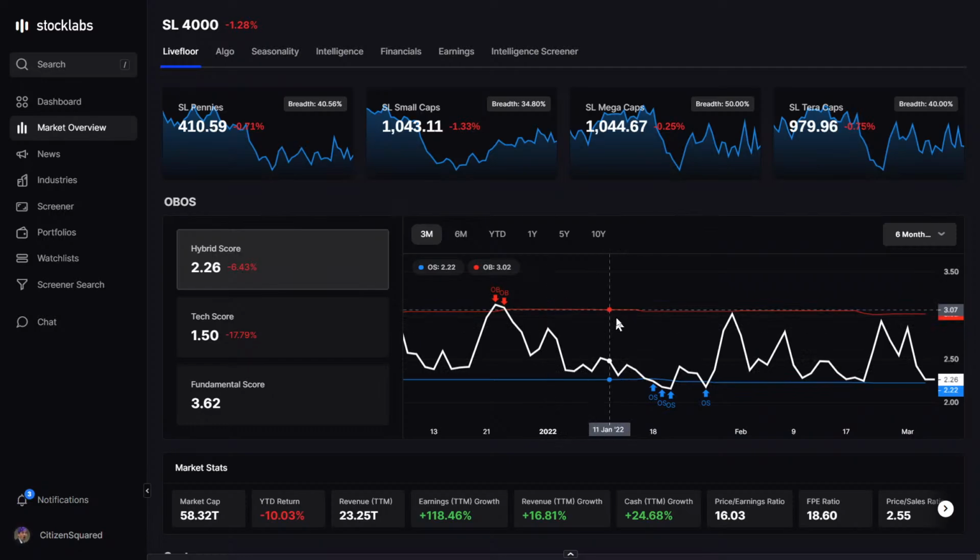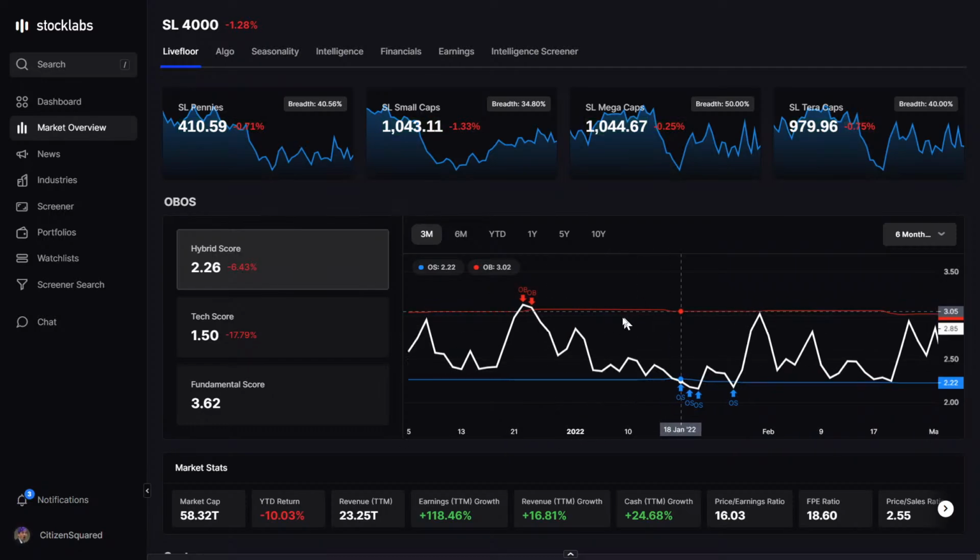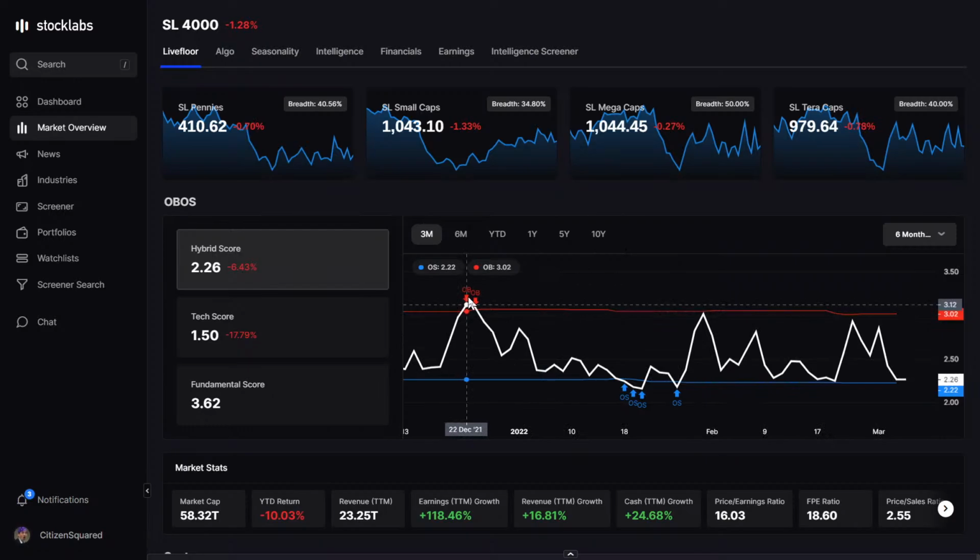You can see the last overbought signal was right here at the end of December, which was basically the most recent high. We've kind of been just sliding down since then. We only back test 10-day returns from the signal, but it doesn't mean that we still can't draw some conclusions from them for longer time frames.